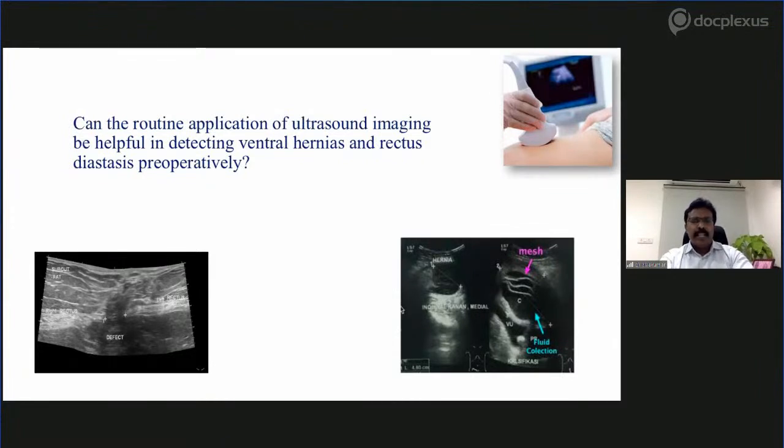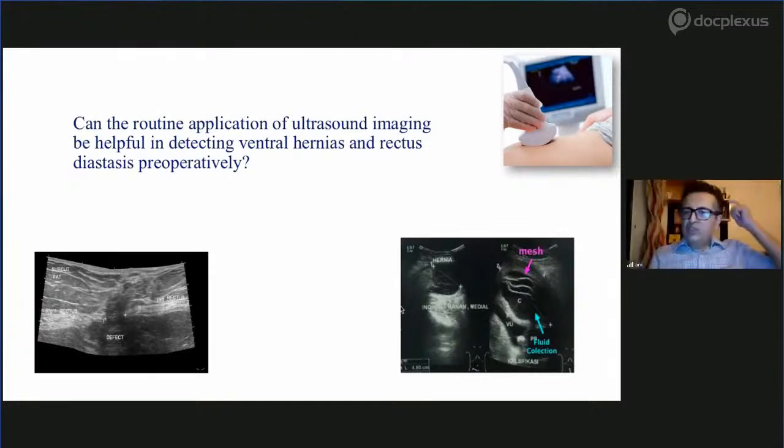Can the routine application of ultrasound imaging be helpful in detecting ventral hernia and rectus diseases preoperatively? Dr. Anil Sharma, sir. Yeah, like I was saying, this is something we are in fact learning of late, to be wary about ventral hernias and rectus diastasis coexisting in the same patient.